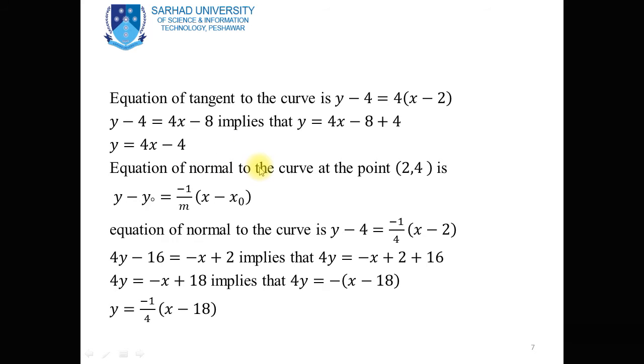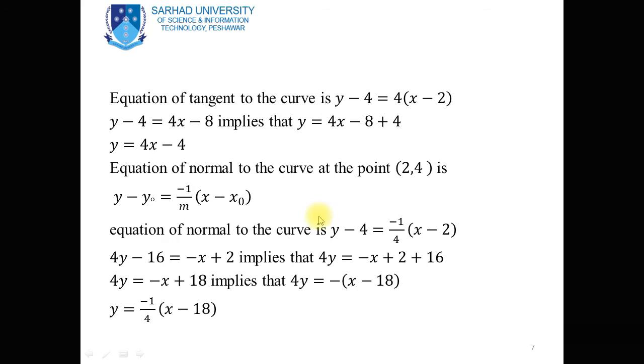Now the equation of the normal line to the curve at this point. Since the normal line is perpendicular to the tangent line, the slope of the normal line will be equal to minus 1 over m. So dear students, note that this point is very important. Since the slope of the tangent line is 4, the slope of the normal line will be equal to minus 1 over 4. When two lines are perpendicular, the product of their slopes is equal to minus 1. So that's why when the slope of the tangent line is 4, the slope of the normal line will be equal to minus 1 over 4.